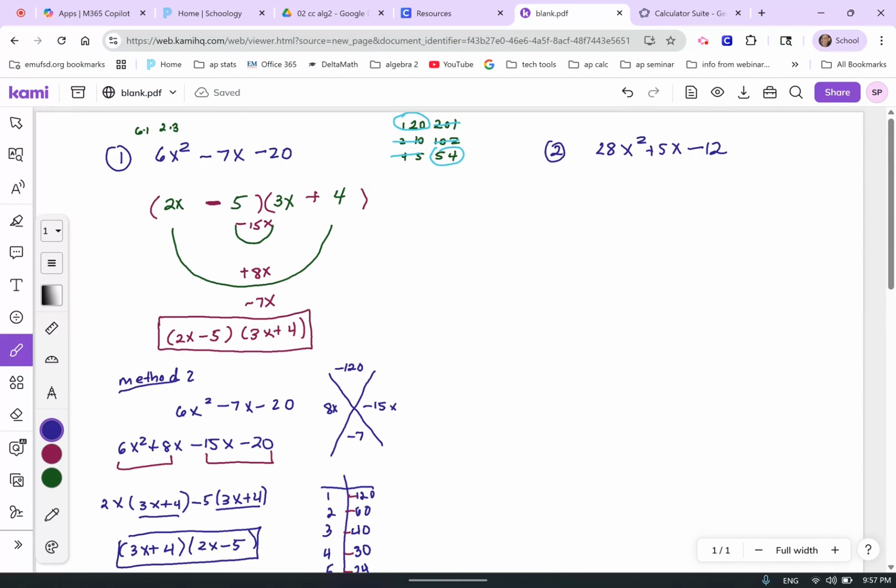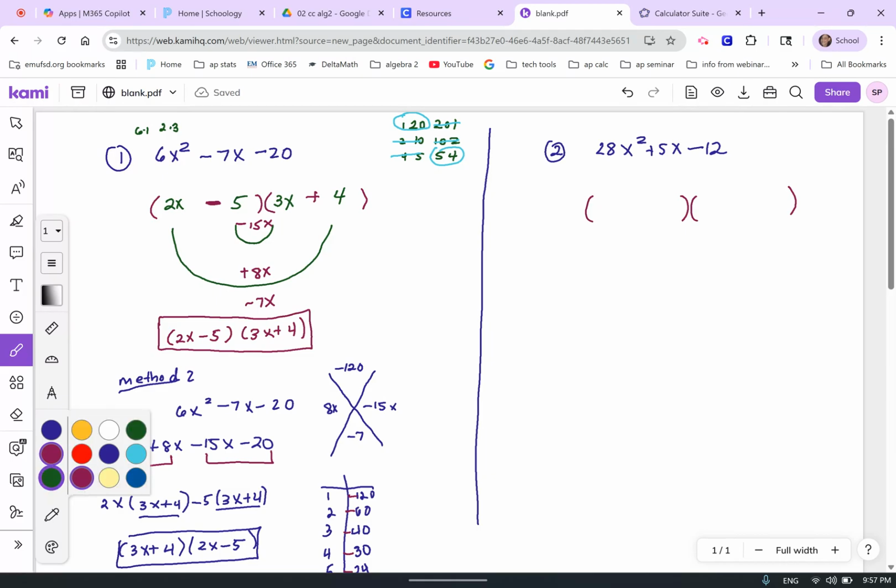Okay, I'm going to do example 2, again with both methods. I'm first going to do trial and error. With trial and error, again, I'm thinking reverse multiplication. So how do I get 28? It could be 28 and 1, it could be 14 and 2, and it could be 4 and 7. Those are the only factors, and you don't have to worry about reversing them for the first term.